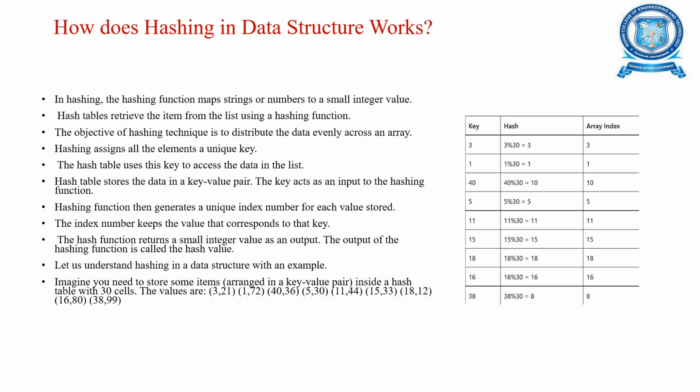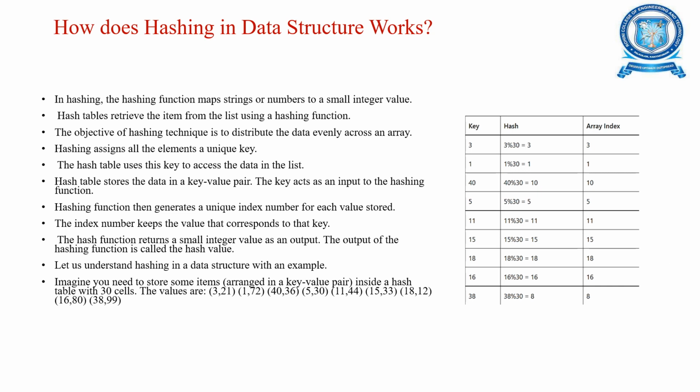So how does hashing in a data structure work? The hashing function maps strings or numbers into a smaller integer value. It retrieves the item from the list using the hashing function. Hashing assigns all the elements a unique key, and it stores the data in a key value pair. The index number keeps the value that corresponds to that key. The hash function returns a small integer value as an output. The output of the hash function is called a hash value.